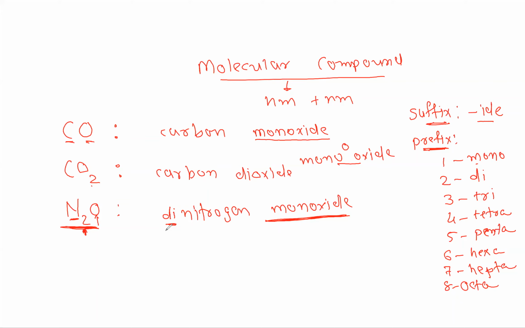So for the second element, you have to use a prefix all the time, and you are also using the suffix all the time. For the first element, you are not using a prefix. You're only going to use a prefix for the first element if it is greater than 1. If you have more than one atom of the first element, then you're going to use a prefix. If it's just one atom, you are not going to use a prefix. Make sense?